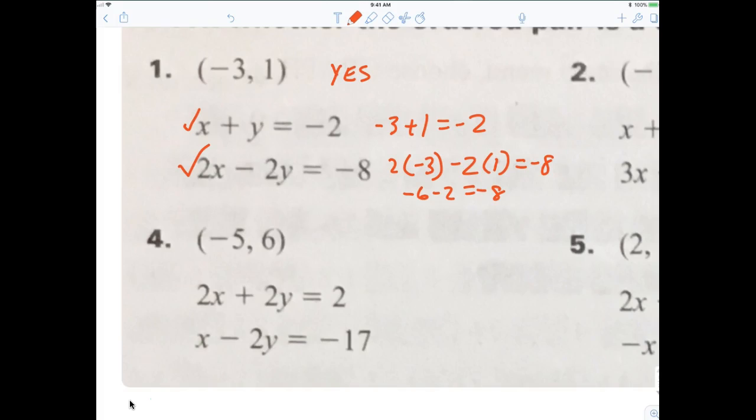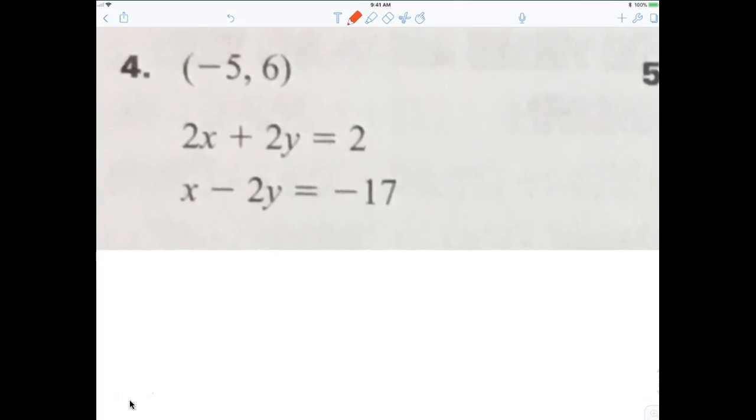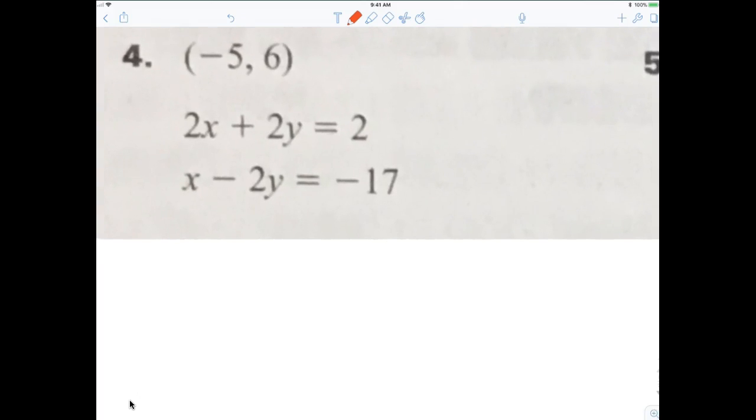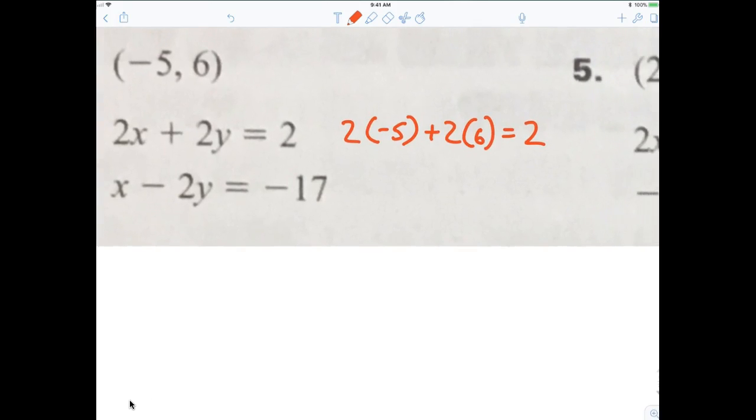Now, again, I've tried to say this from the beginning. This is the first section. If you're not sure how I did problem number 1, you just put your hand up. No excuses. All right? Now, we're going to try number 4. Just going to go right down the page. So let's see if this works. 2 times negative 5 plus 2 times 6. Does that equal 2? Yes, it does. All right, any questions?